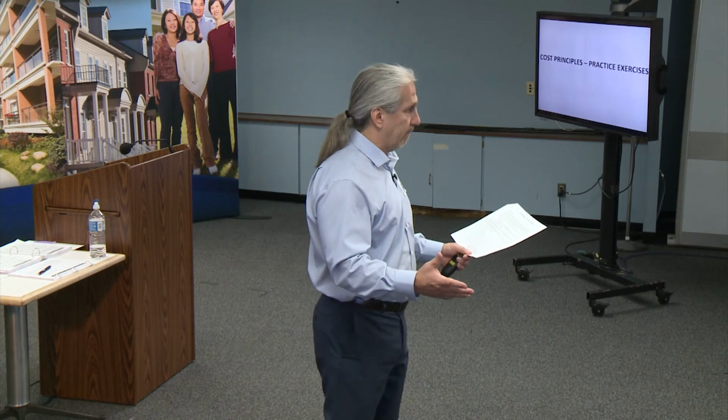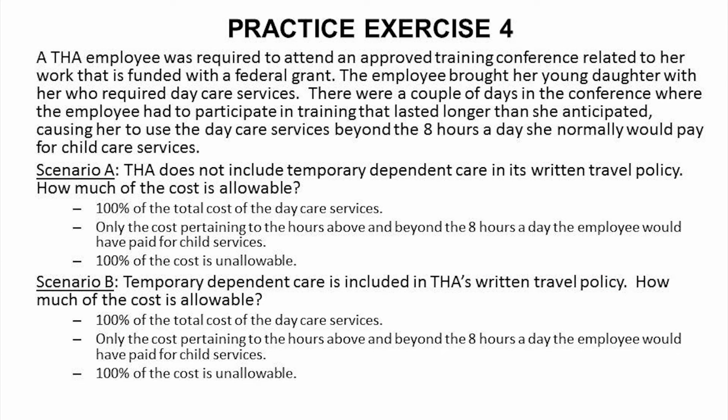So scenario A. THA does not include temporary dependent care in its written travel policy. So how much of the cost is allowable? Zero. So 100% of the cost is unallowable, right? Because that's the thing, if it's not in their policy, then it's not allowed. Even though it says right there in black and white that it's allowable, if it's not in your policy, it's not allowed.